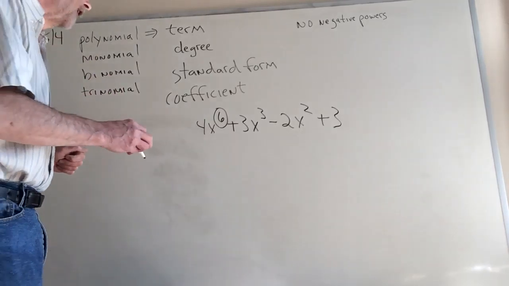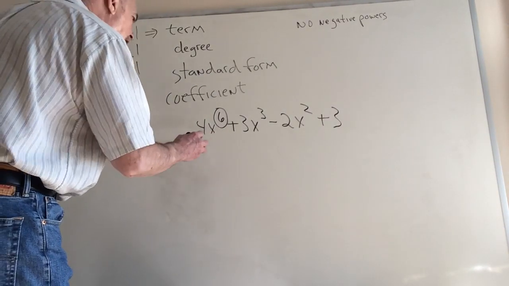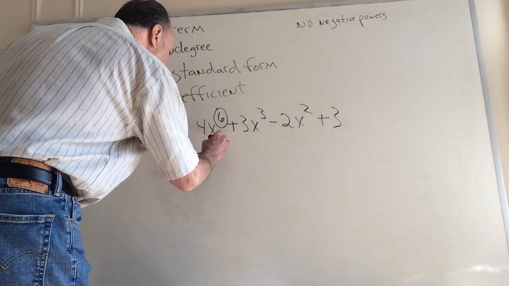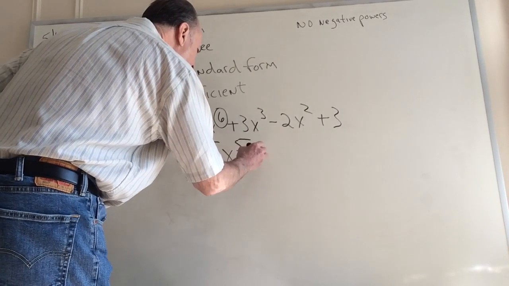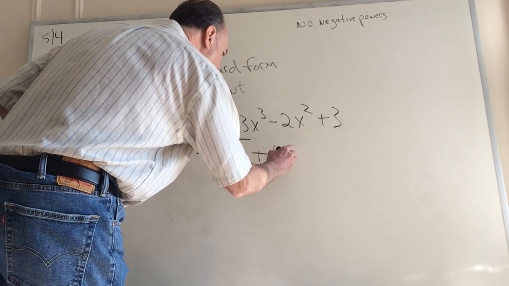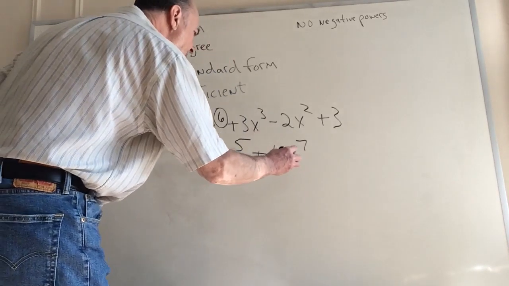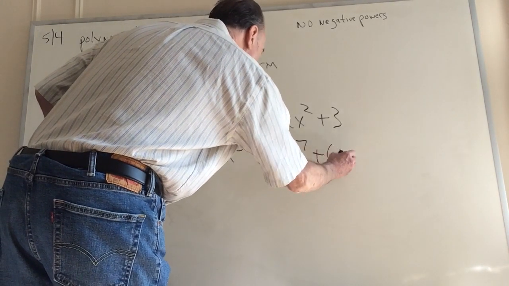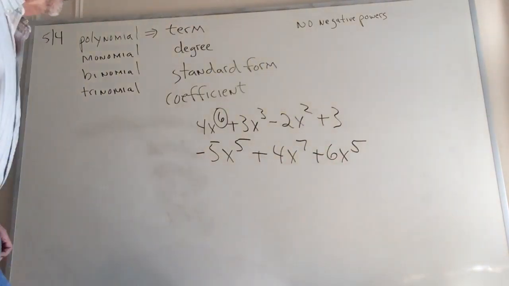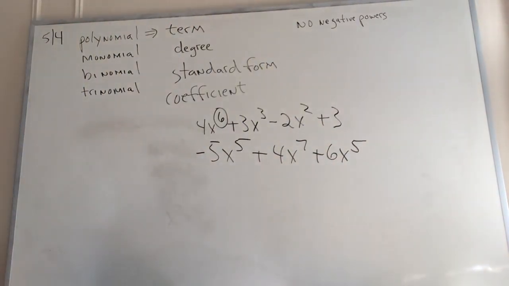And I'm going to write another polynomial underneath, and I'll do minus 5x to the 5th plus 4x to the 7th plus 6x to the 5th. And I'll ask you a couple simple questions. What's the degree of this? And how many terms are there? If you answer, you can think about it for a second. We'll give you questions like this, including on a test.